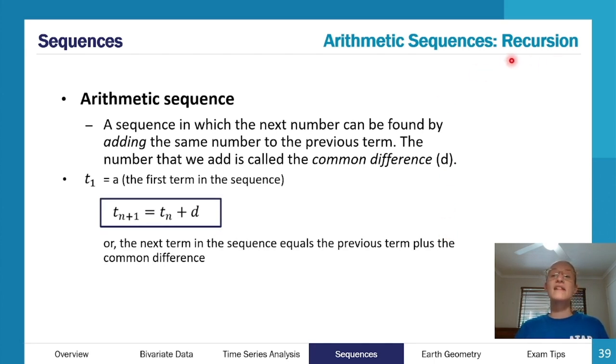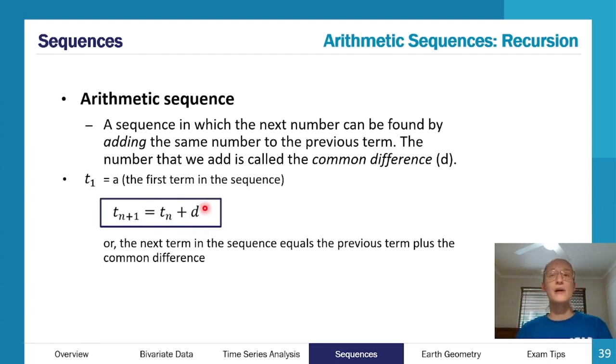So how do we calculate it using recursion? This might look a little bit scary at first, but once we break it down, I promise it'll make a bit more sense. So again, T1, sometimes referred to as A, is the first term in the sequence. And this is the rule that we use to calculate or solve arithmetic sequences using recursion. So T(n+1) is equal to Tn plus D. Or if we break it down in words, that can help make more sense as well. So the next term in the sequence, T(n+1), is equal to the previous term, or the current term, plus the common difference.